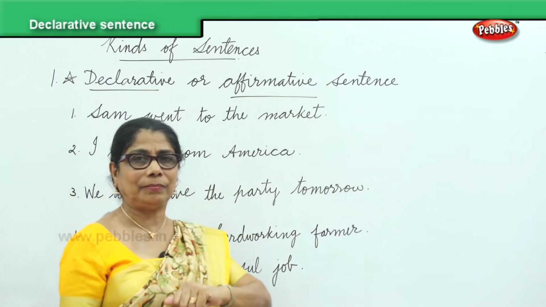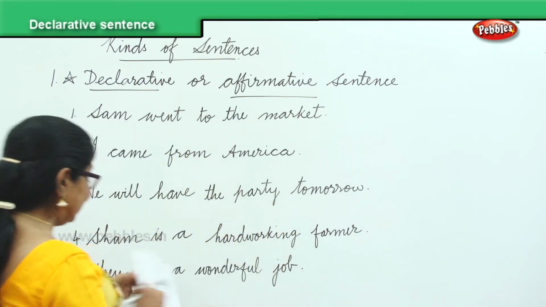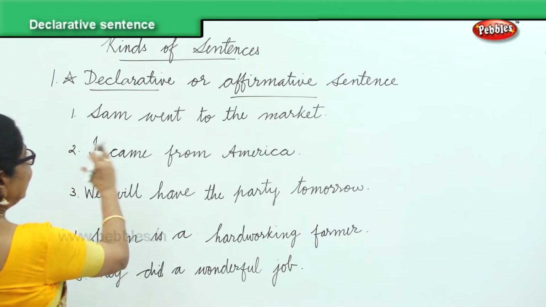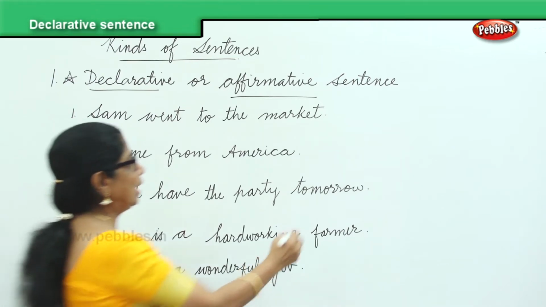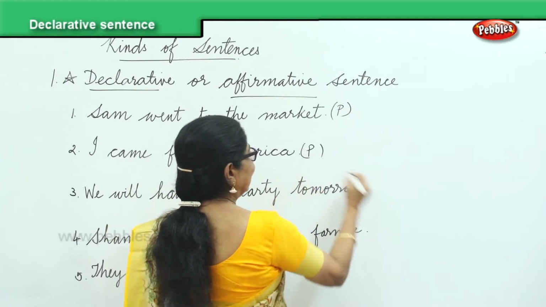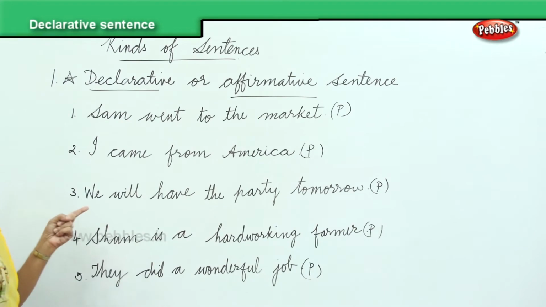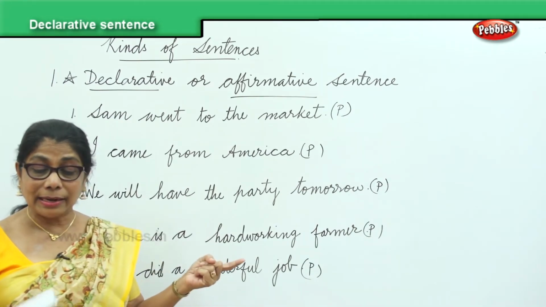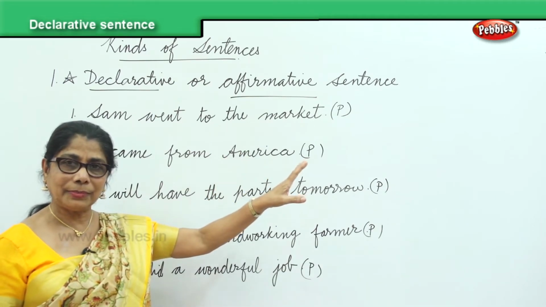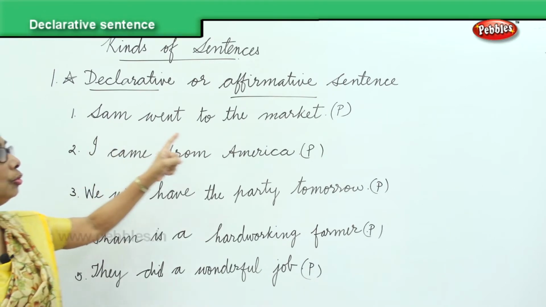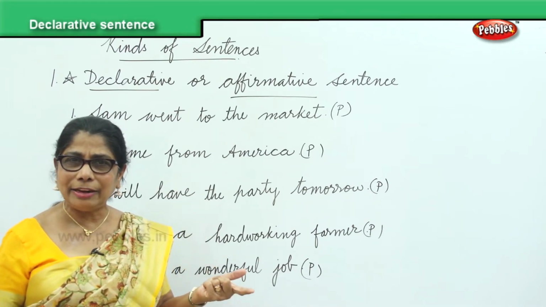Now, we can change these into declarative, affirmative, negative sentences. All we need to do is, Sam went to the market. I am going to change it into declarative or affirmative, negative sentence. So we have all this as positive, declarative, affirmative sentence, all positive. Now, I will do this orally with you, and again I will do negative, declarative, affirmative sentence with you. Now, Sam went to the market. Now you give me the negative one. Sam did not go to the market. Or Sam will not go to the market. That becomes a negative, declarative, affirmative sentence.